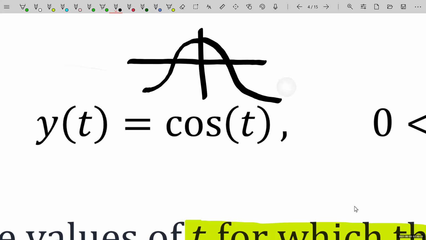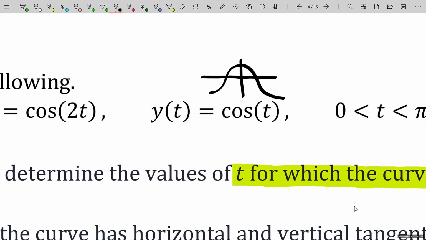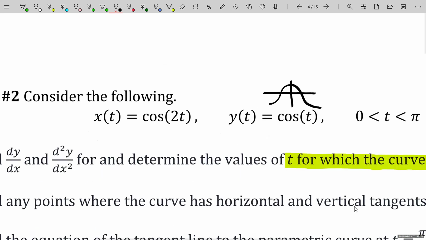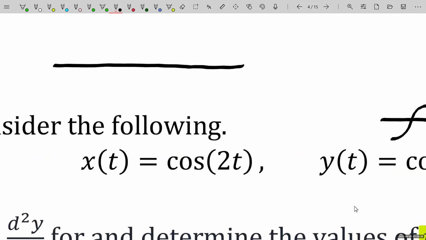But the x values are a little bit different. And if you watch my video on parametrics, then you already know the punchline to this. We know that cosine of 2t goes twice as fast as a regular cosine of t. Normally the cosine of t does that from 0 to 2 pi.